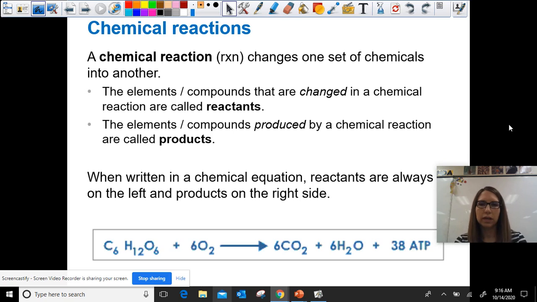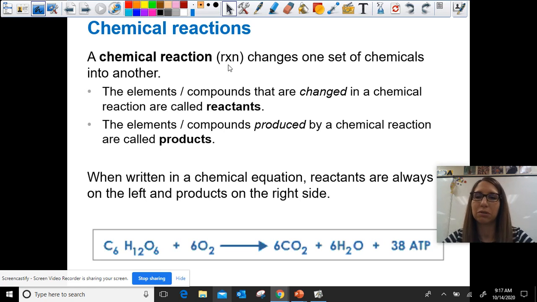Okay, so chemical reactions by definition, these are changing one set of chemicals into another set of chemicals. That's as simple as we can make it. By the way, up here where I have RXN in parentheses, that's just my shorthand for writing out the word reaction. So I put it there just to let you know that if you happen to see it on an assignment, on a test, on a quiz, on a PowerPoint like this, you know what I'm referring to, okay?